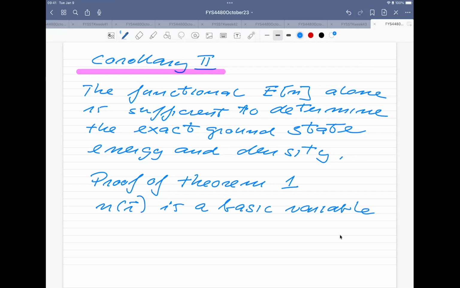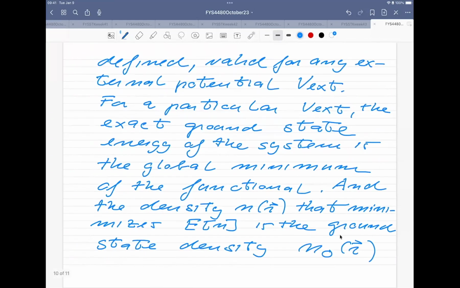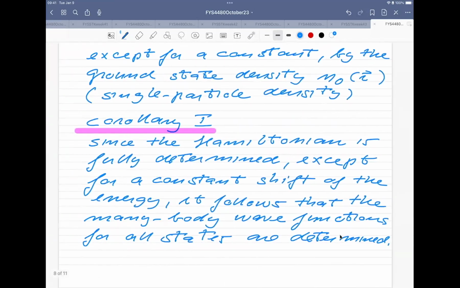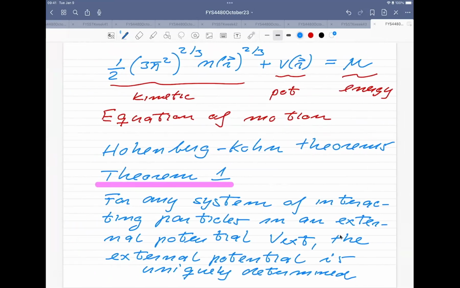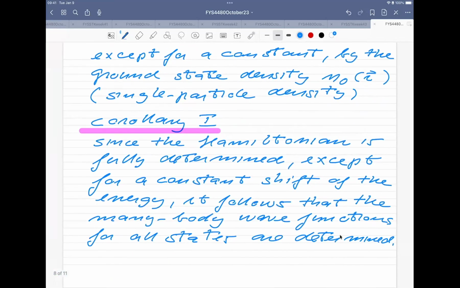So let's assume that we have two potentials now, and to each of these potentials there is the same density. If you look back at the first theorem, let's just quickly remind ourselves of that one. What the first theorem says is that for any system of interacting particles in an external potential V of x, the external potential is uniquely determined, except for a constant, by the ground state density. Okay, that's the first theorem.